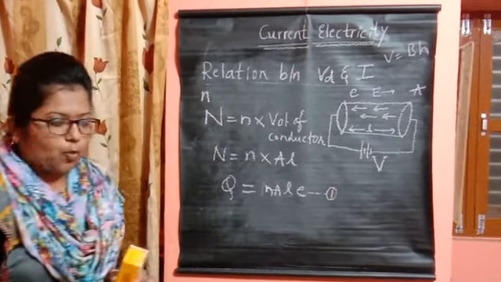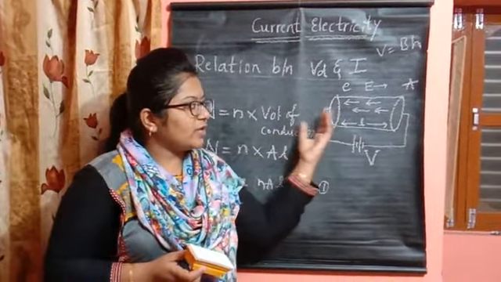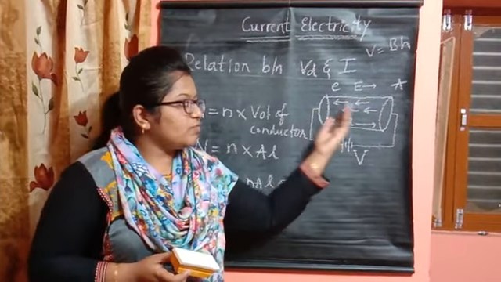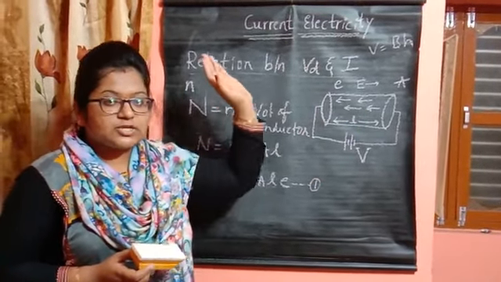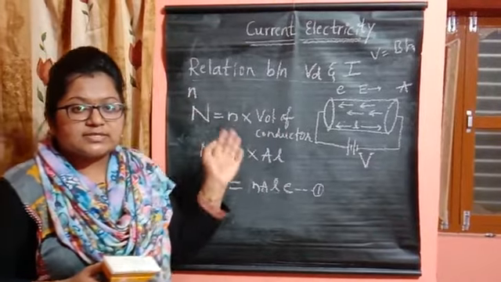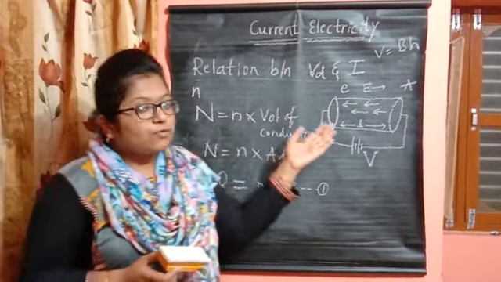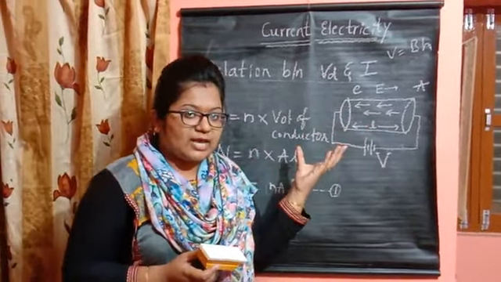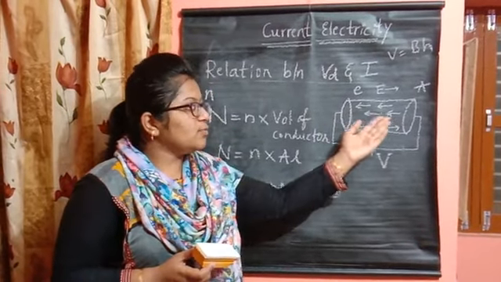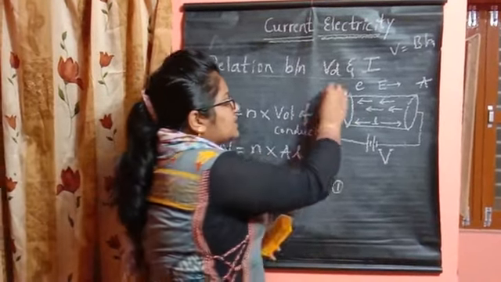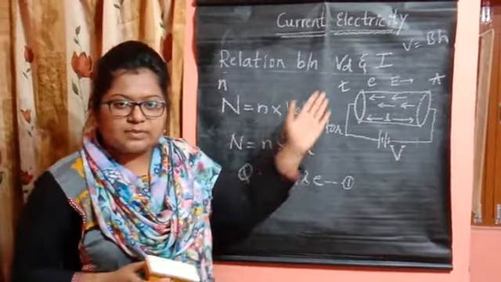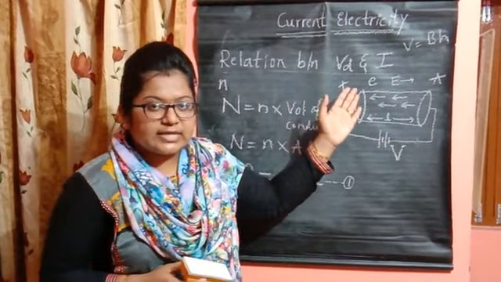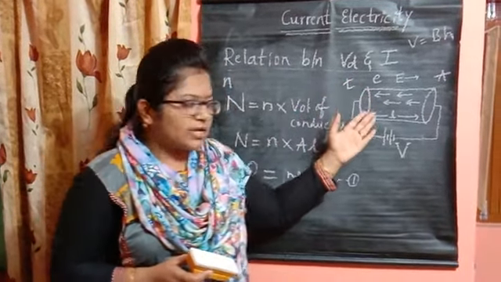Now these electrons are moving in a conductor, which means they are moving with respect to some time. In the beginning I told you current electricity is nothing but the rate of flow of charges with respect to time. So these charges are moving here, which means they compulsorily have some time t. Now we have to calculate that time t. So how to calculate the time t?